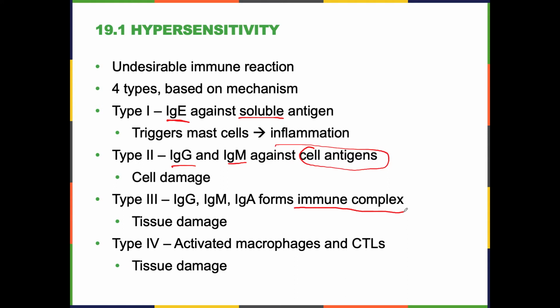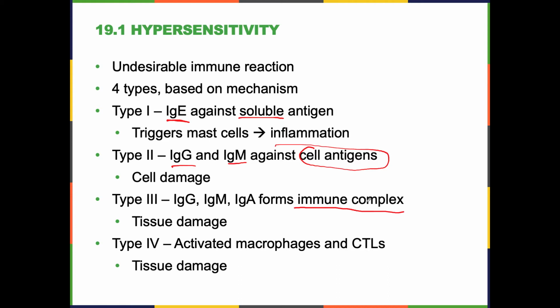And then type 4 is cell-based, right? So type 1, 2, and 3 are all about antibodies doing the work, being the main culprit. Type 4 is cell-based: activated macrophages, activated cytotoxic T lymphocytes, right? It's T cell mediated tissue damage. And so we'll talk about how that works. Okay, so that's the basic snapshot.